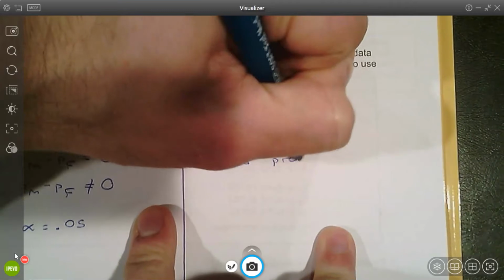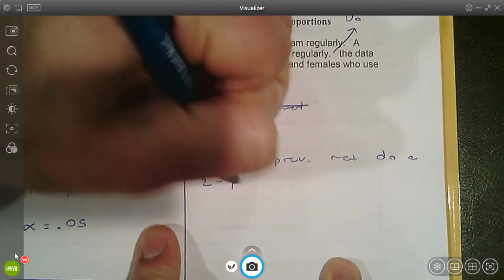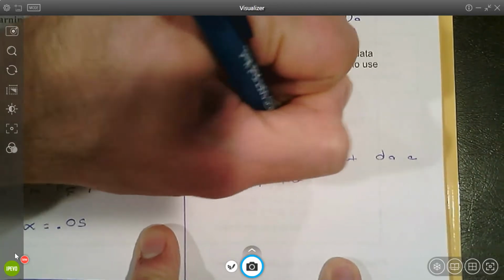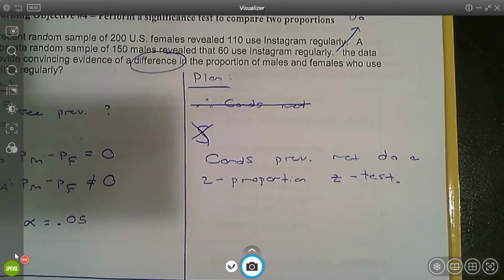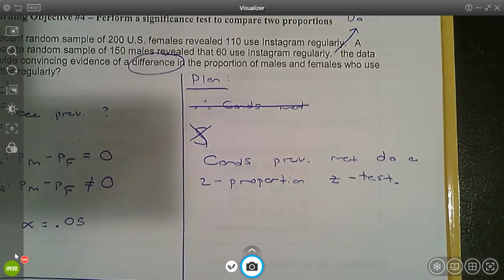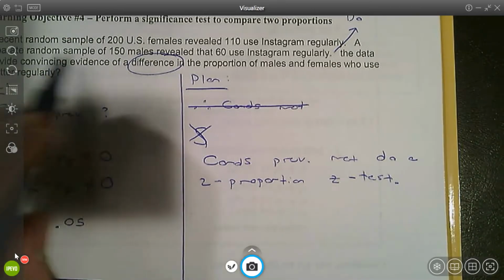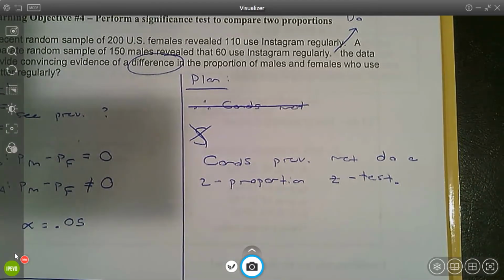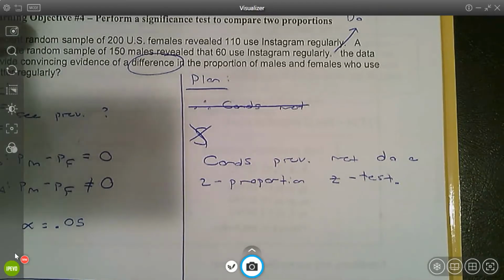Conditions previously met, do a 2 proportion Z test. Notice it's a 2 proportion Z test, whereas before we did a 2 proportion Z interval. If they ask you to do a confidence interval, it's an interval. If it's a significance test, it's a test. Okay, there's no need to check conditions that have already been met. They might sometimes tell you in the body of the question, assume the conditions have been met. So you could just say conditions have been met, do a, and then name your procedure.